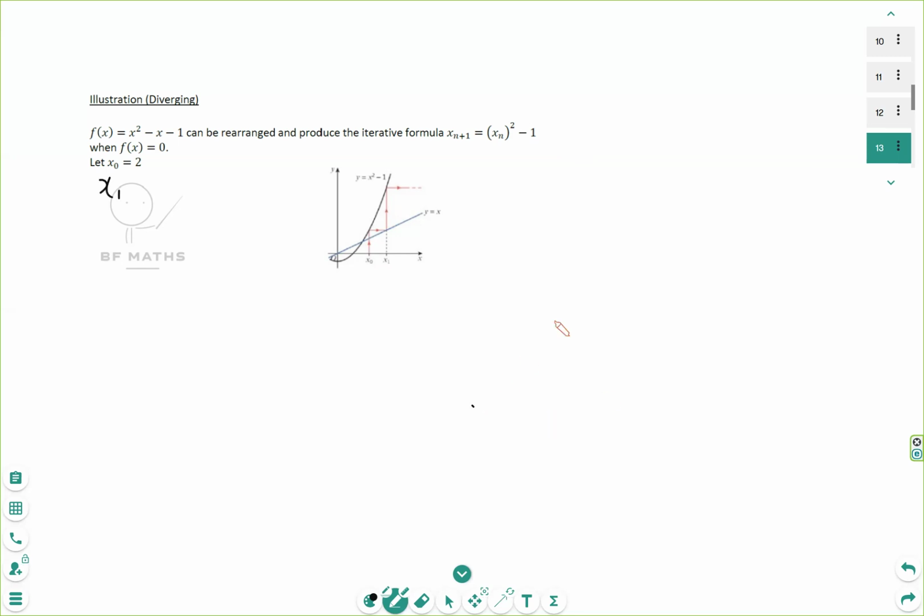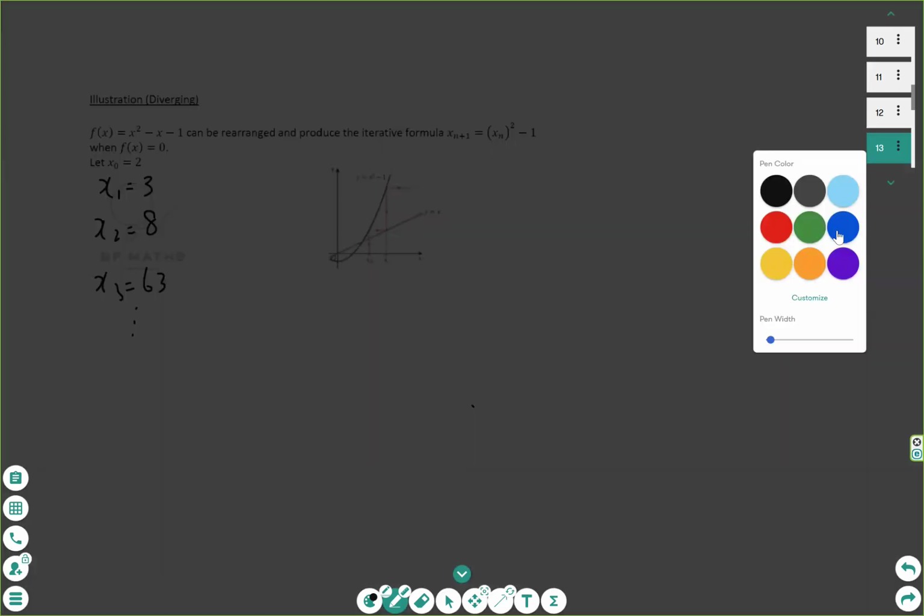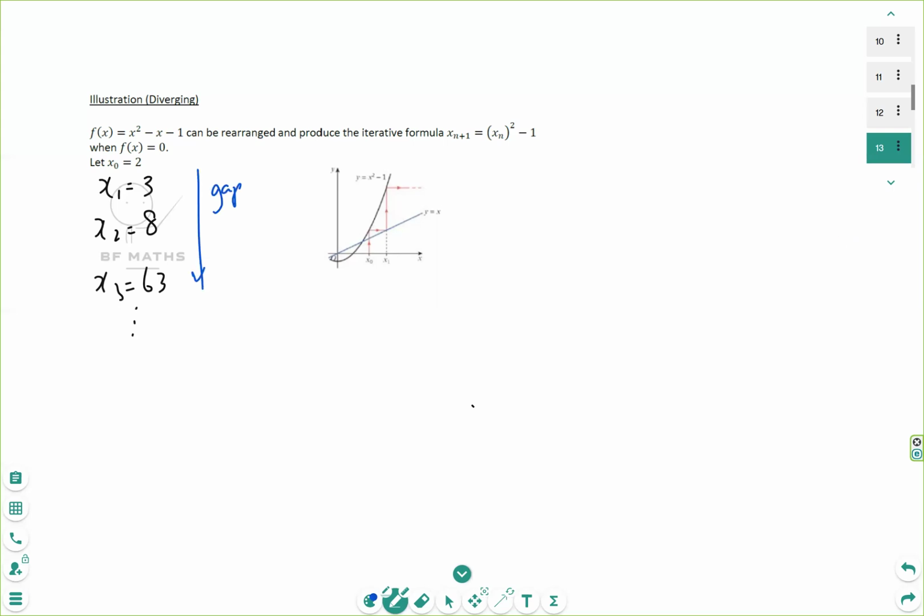So you can write in here. What's x1 again? I can't remember now. Was it 3, x2 was 8, x3 was 63. So it's diverging. The gap is increasing. That's how you know it's a diverging iteration. So this is not useful for approximating the roots. That's what we're trying to avoid, divergent.